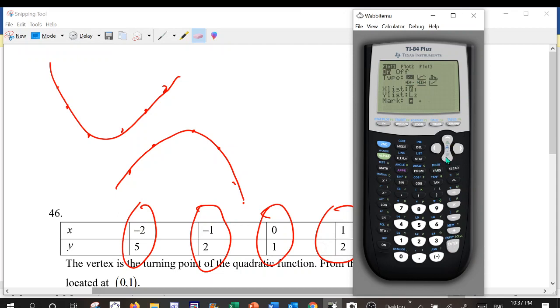Then go down to L1. You have to put L1 there. If it's not there, just put L1. See, L1. Second, number 1, L1. And L2 for Y. And then pick one of these marks. Let's pick the biggest one. And then we go to zoom 9. You see? So these are these 5 points.